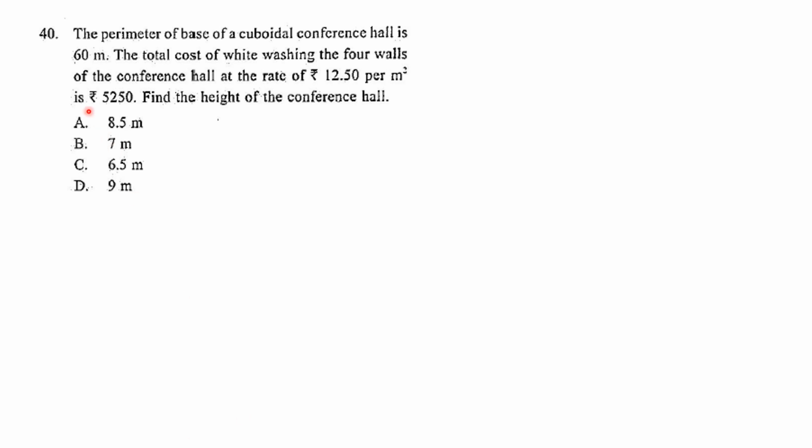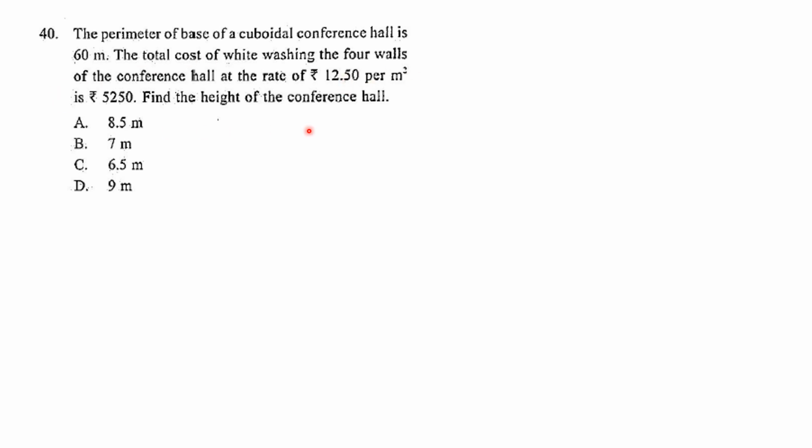Question number 40. The perimeter of the base of a cuboidal conference hall is 60 meter. The total cost of whitewashing the 4 walls of the conference hall at the rate of 12 rupees 50 paise per meter square is 5,250 rupees. Find the height of the conference hall. So in the question, the total cost of whitewashing is given, and the rate is given as for 1 meter square they are paying 12 rupees 50 paise.